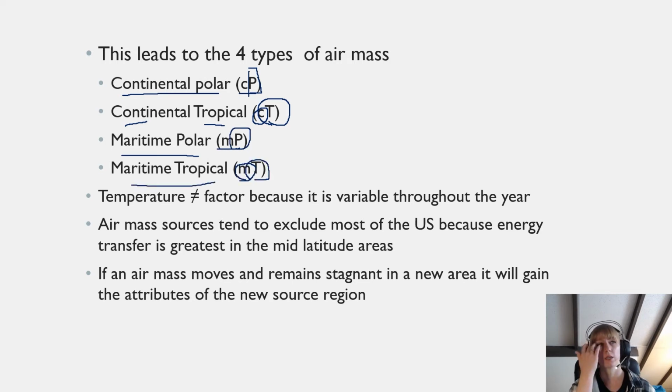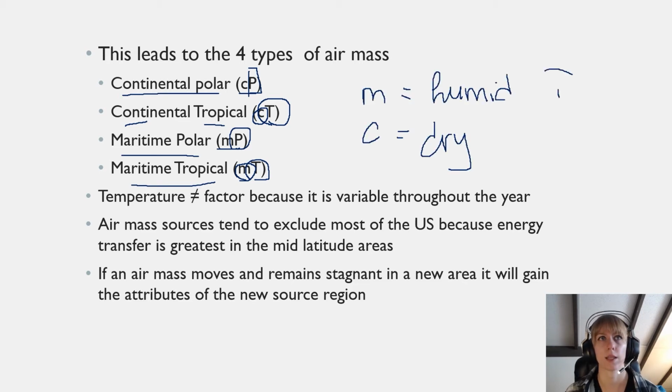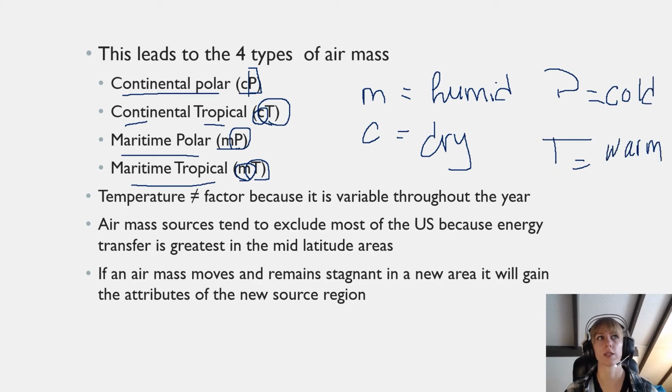Okay? So remember that the little letter gives us the difference between humid and dry, and the big letter gives us the difference between cold and warm. So continental polar, dry and cold. Continental tropical, dry and warm. Maritime polar, humid and cold. Maritime tropical, humid and warm. Humid and cold is the worst, by the way. There is nothing worse than being cold and wet. Temperature is not a factor here because it is variable throughout the year.